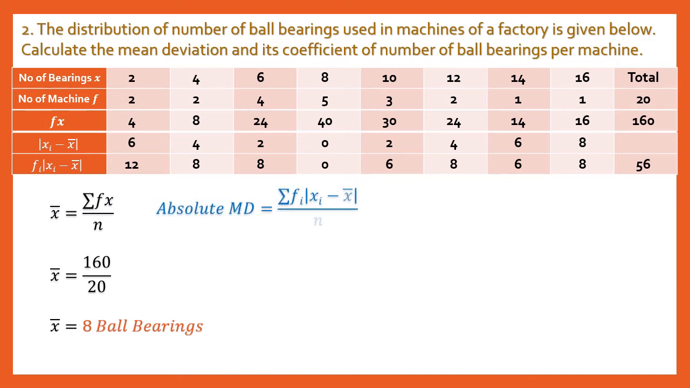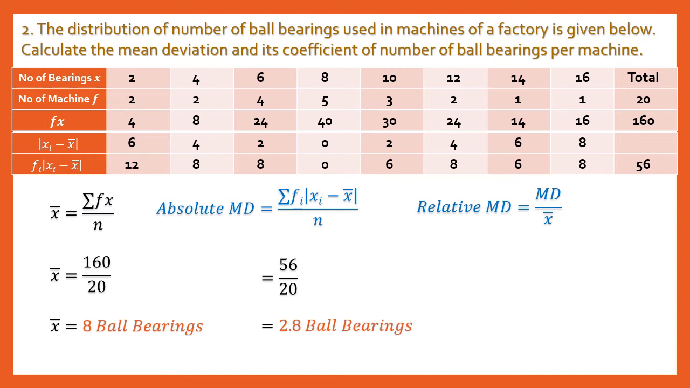Okay, here I need to calculate the absolute MD, that is summation fi modulus xi minus x bar upon n. Now summation fi modulus xi minus x bar is 56 and n is 20. So your answer for the mean deviation will be 2.8 ball bearings.